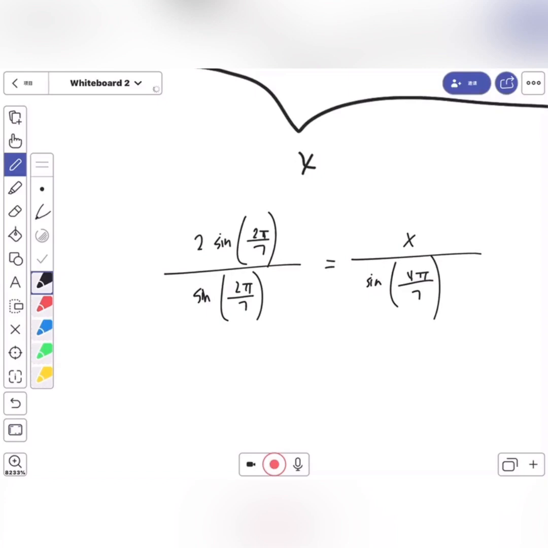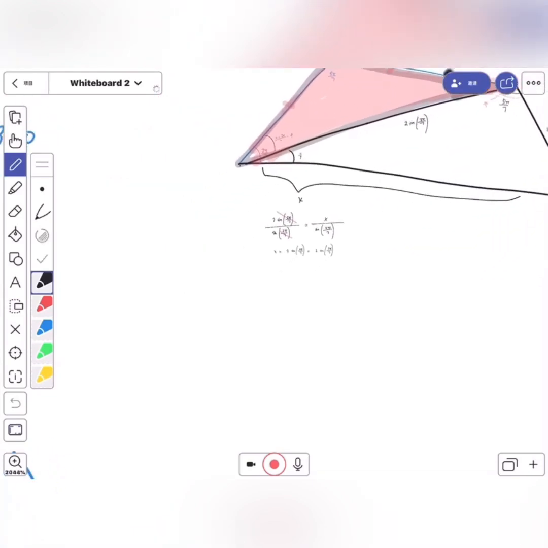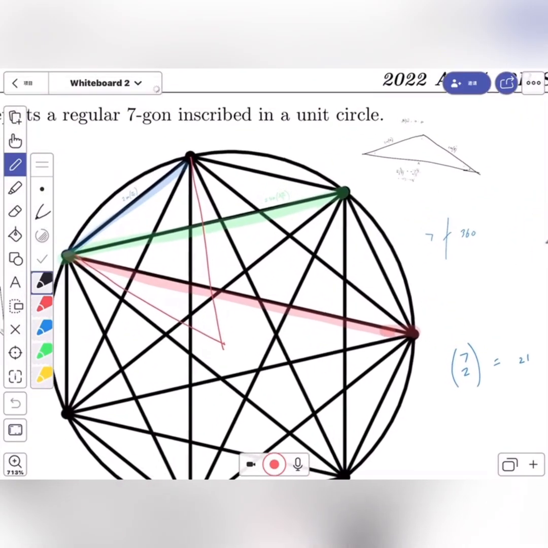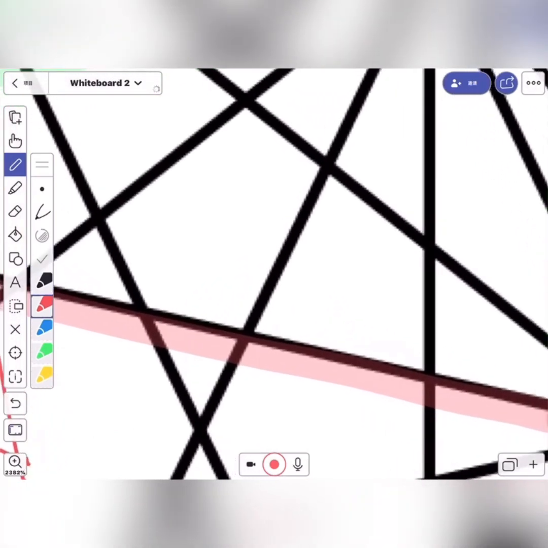Now these two cancel out, which is similar to the previous one, and we're just gonna get x is equal to 2 sine of 4 pi over 7, which is just equal to 2 sine of 3 pi over 7. Okay, we actually got all the lengths, even though the lengths are just not in our favor. 2 sine of 3 pi over 7.